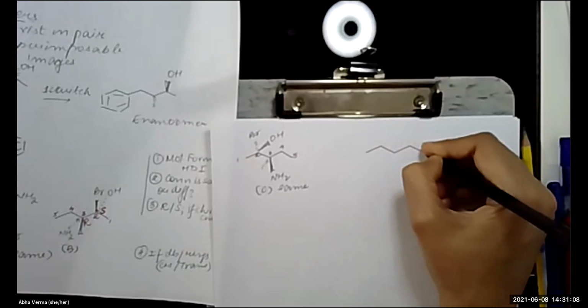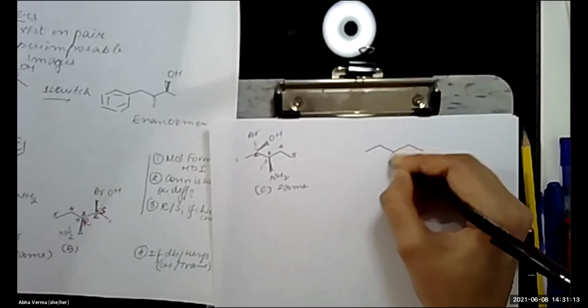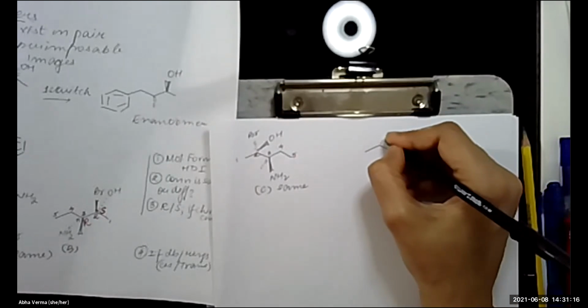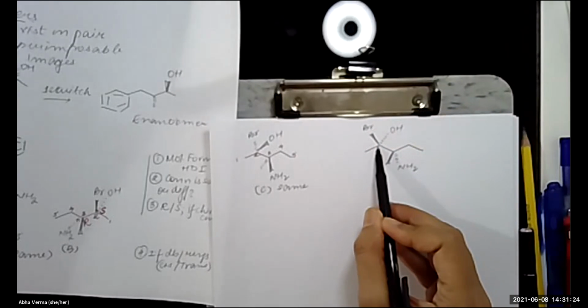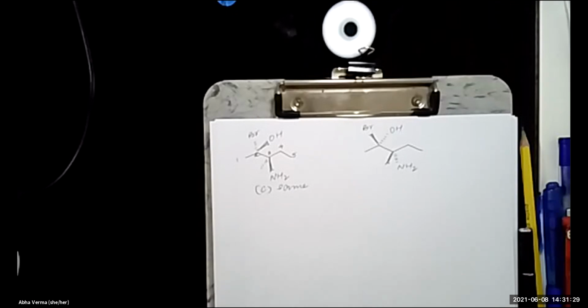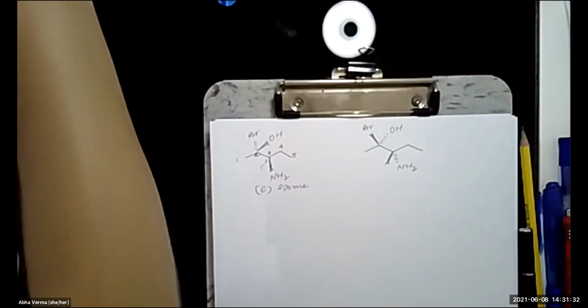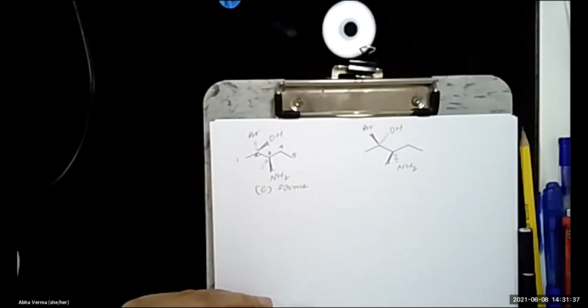Let me draw the enantiomer. The enantiomer would look something like this. And instead of having an R, let's quickly do this. What would be the orientations here? Where's my paper? And so the priorities will be similar. Just copying it. So I was just copying this here.